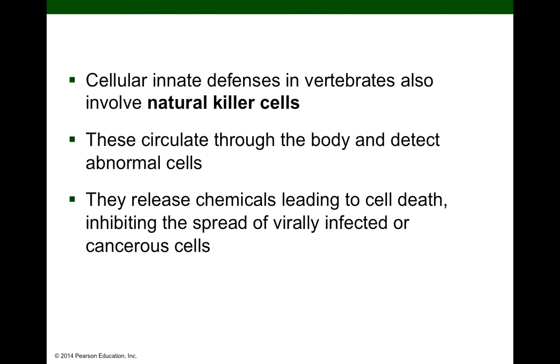Another type of cell important in innate immunity are natural killer cells, sometimes referred to as NK cells. These cells patrol around the body looking for abnormal cells, like cells infected with a virus and cancer cells. However, instead of engulfing them by phagocytosis, they release chemicals that destroy them. And that's why they're not included in the phagocytic cell category. They get their own category.